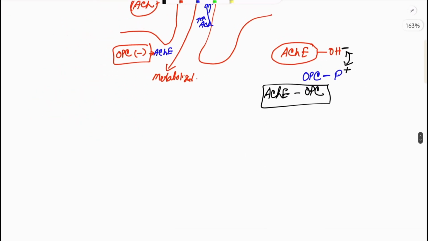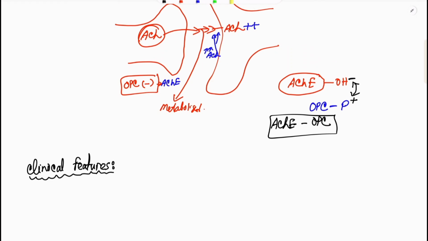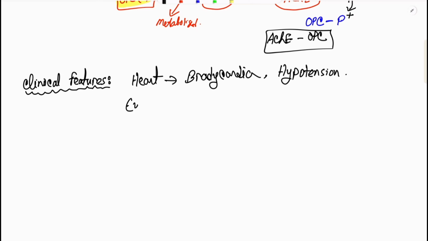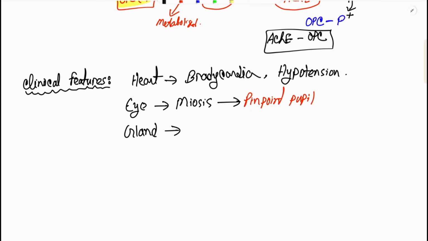So what will be the clinical features? We have said that organophosphorus compounds increase the concentration of acetylcholine and stimulate the parasympathetic nervous system. At the heart, it will cause bradycardia, and bradycardia will lead to decreased cardiac output. As a result, there will be hypotension. The parasympathetic nervous system also works in the eye. In the eye, it stimulates the pupil and causes miosis. This will be clinically present as pinpoint pupil. In glands, the parasympathetic nervous system stimulates secretion, so there will be excessive sweating and salivation.